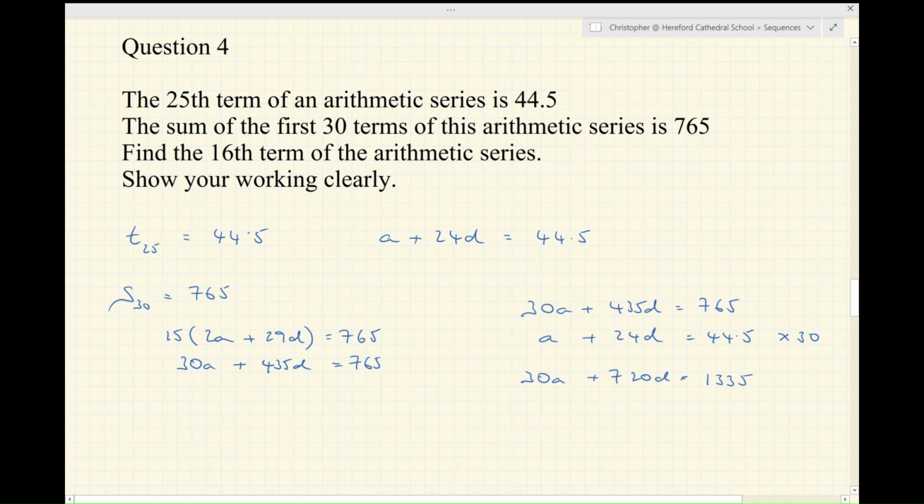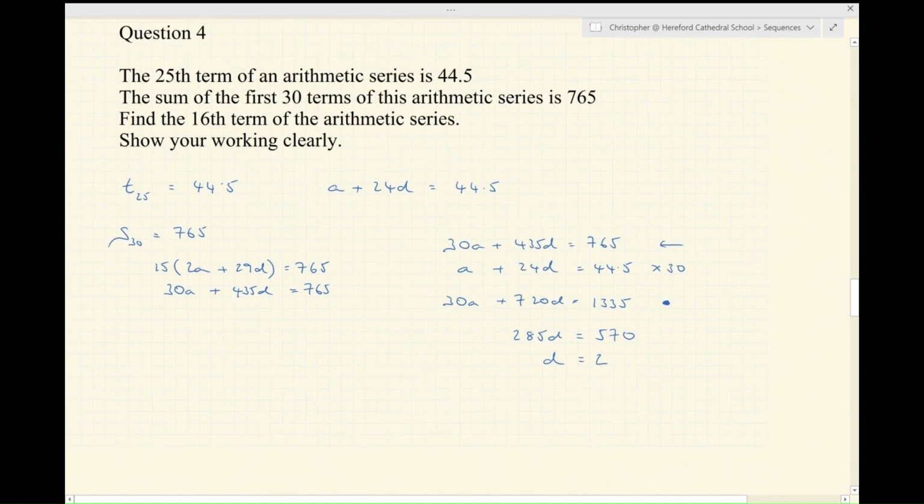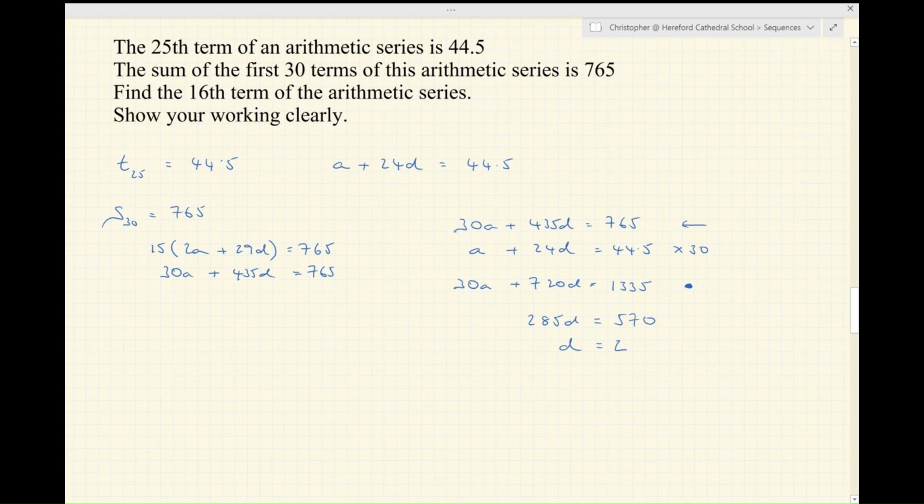1,335. And now let's subtract this equation here, because the a's will disappear and I'll be left with 720d minus 435d gives me 285d equals 1,335 minus 765, 570, and hence d is 2. Substitute that value for d into one of your equations, and you'll find that a is minus 3.5.